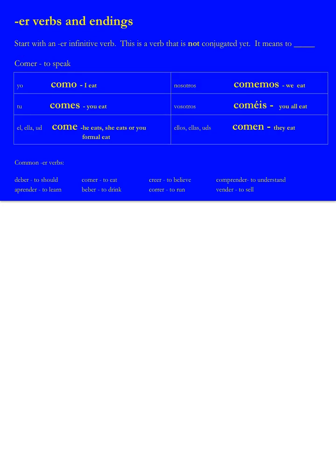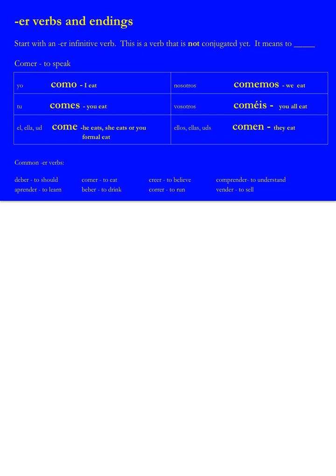Example verb of comer would look like this. Yo como, I eat. Tú comes, you eat. Él, ella, usted come, he eats, she eats, or you formal eat. Nosotros comemos, we eat. Vosotros coméis, you all eat. And ellos, ellas, ustedes comen, they eat, or you all eat.